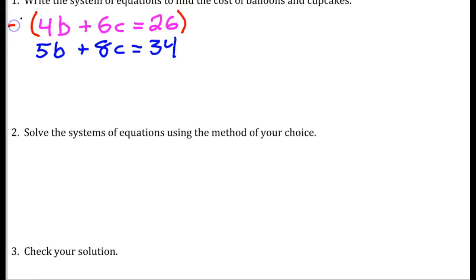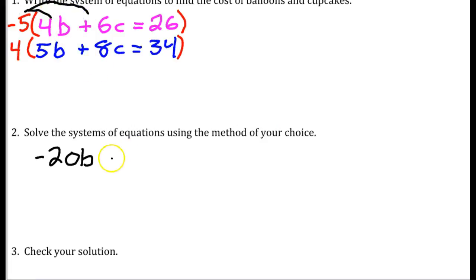So I'm going to multiply the top by negative 5 and the bottom by positive 4. You guys know the rest. This is just a routine by now. So go ahead and just write down the two equations. I'm going to write it down on number 2 because that's where it says to solve.